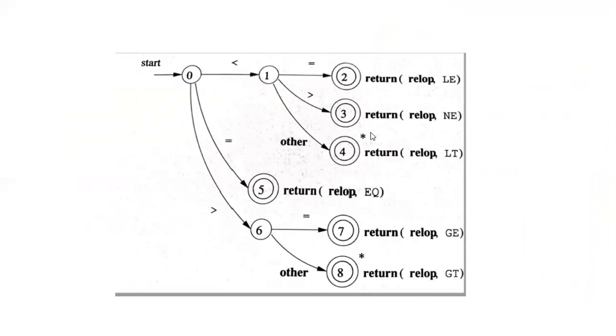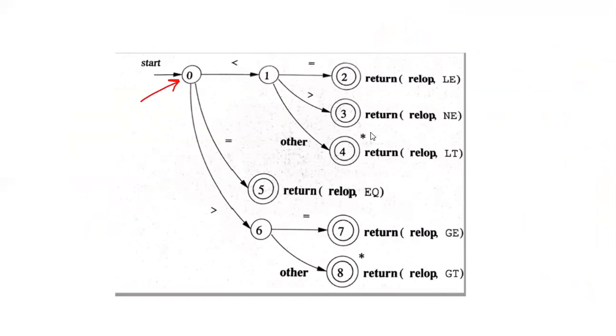This is for all the other relational operators. As you can see, we are starting with the start state. Start state is before we have seen any input. So we are starting from here. This is for all the relational operators.